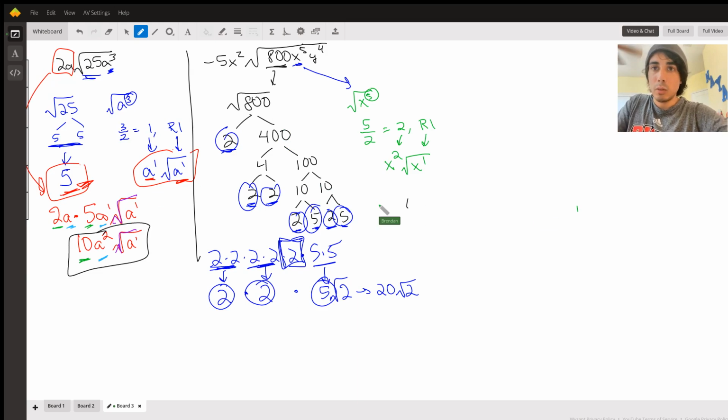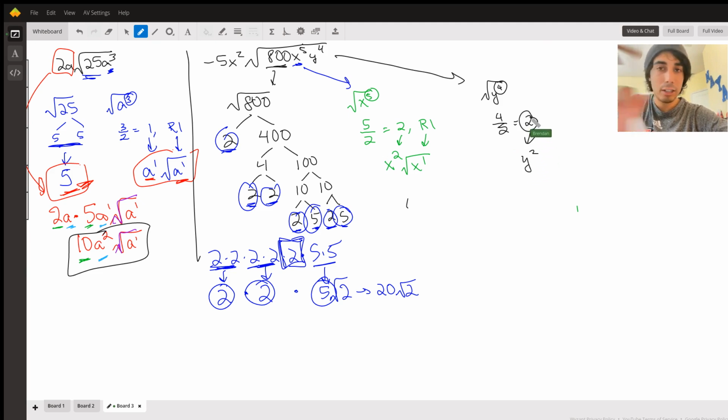And then y to the 4th. We're going to take that exponent, divide it by 2. 4 divided by 2 is 2, just an even 2, no remainder. So that tells us that y squared comes out, and nothing stays inside. Remember, if there's a remainder, that's when you got 1 staying inside. If there's no remainder, nothing stays inside.